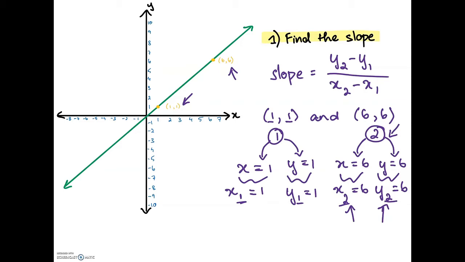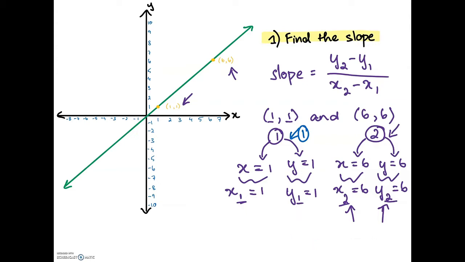The same thing goes here. We've assigned (1, 1) as our first coordinate, so the subscripts we apply to the x term and the y term both have to be 1. You can't make it x1 is equal to 1 and y2 is equal to 1. It can't be like that.